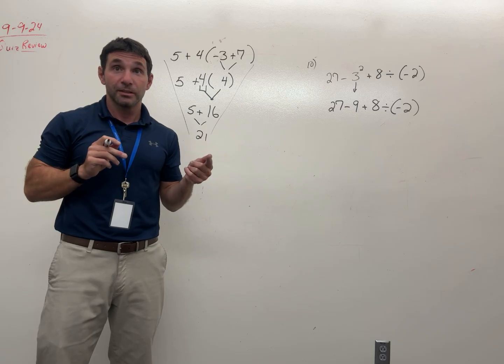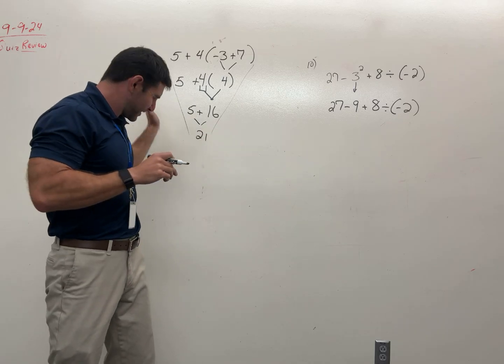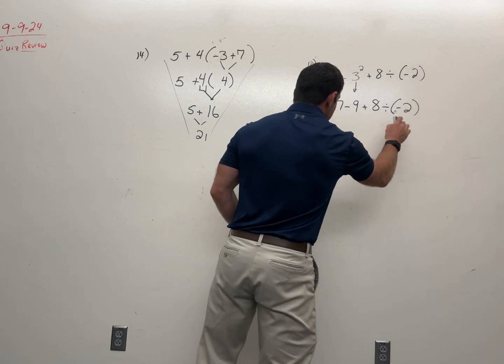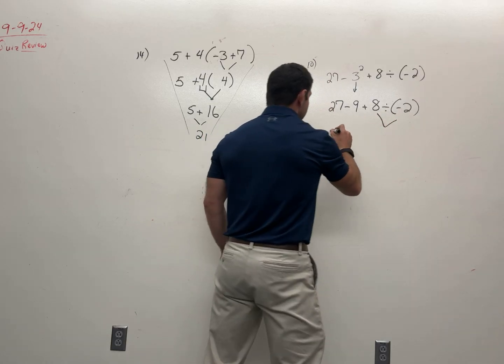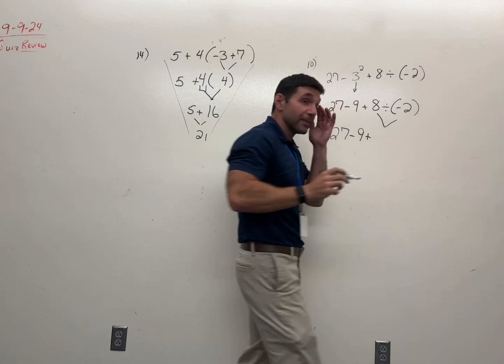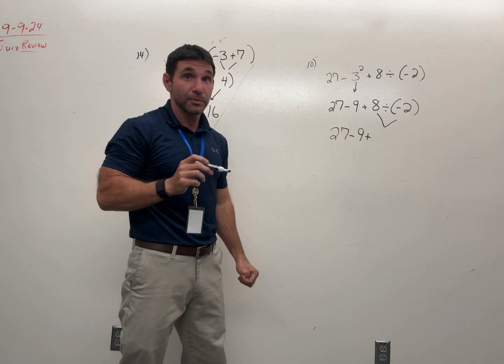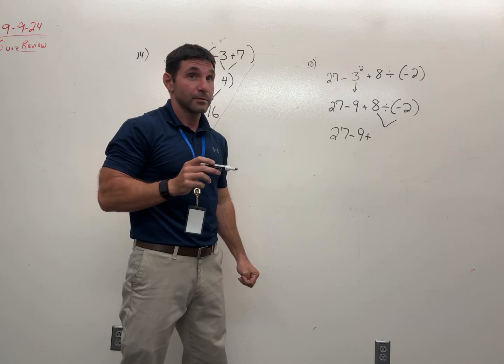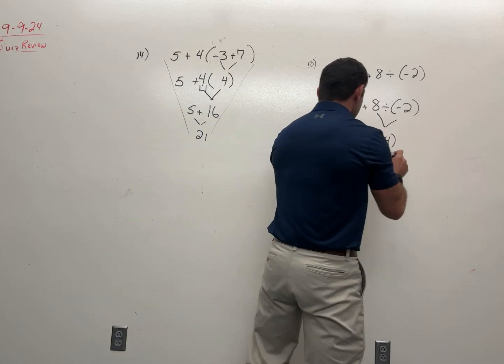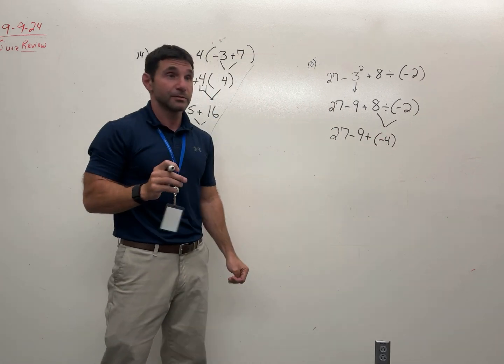Multiplication and? And we do this from left to right. Subtraction, addition, division. So now I have 27 minus 9 plus, what's 8 divided by negative 2? Negative 4. And I put that in parentheses to show that it's a negative.